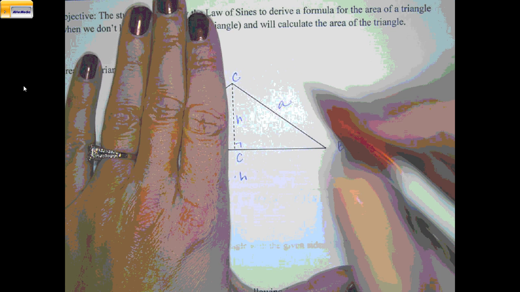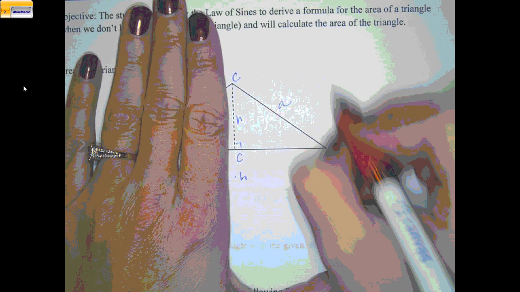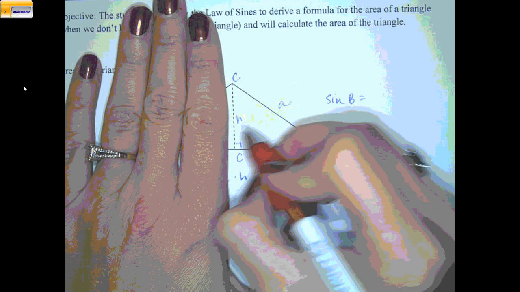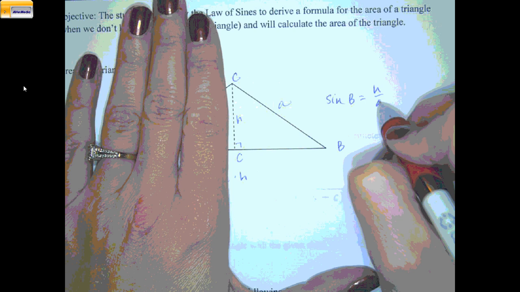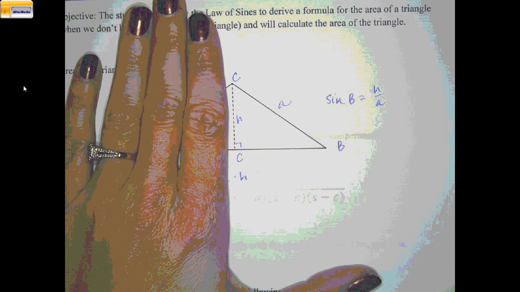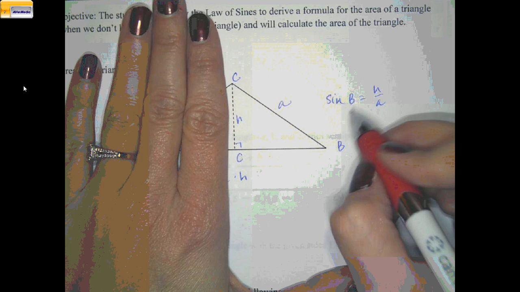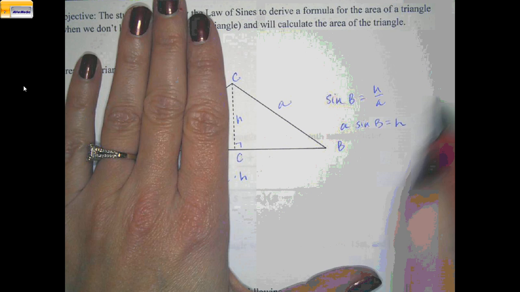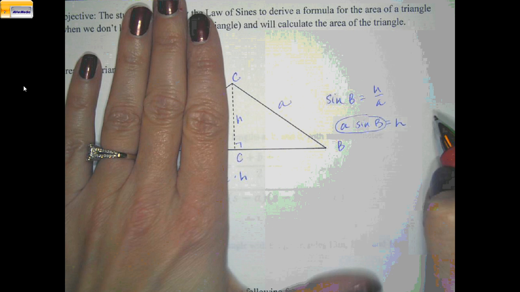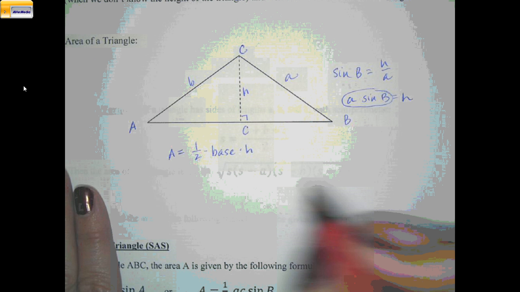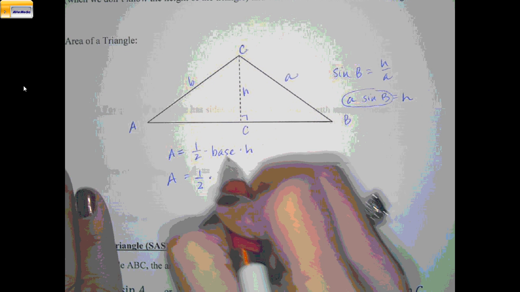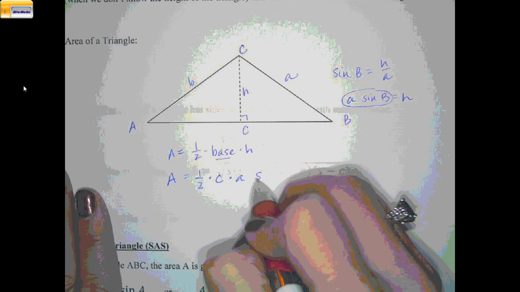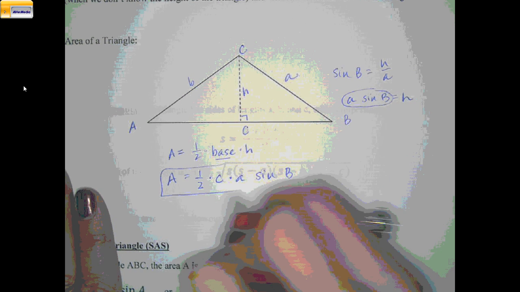and we want to talk about some relationships here, couldn't I say that the sine of angle B equals opposite over hypotenuse, so h over a? That is true, right? And I just want the height. That's the only thing I'm concerned about here. So I'm going to multiply both sides by a. And h equals whatever that is. So in my equation, I'm going to replace this. I've got area equals 1/2 times the base, which in this case is c, right? Times the height, which is a sine b.